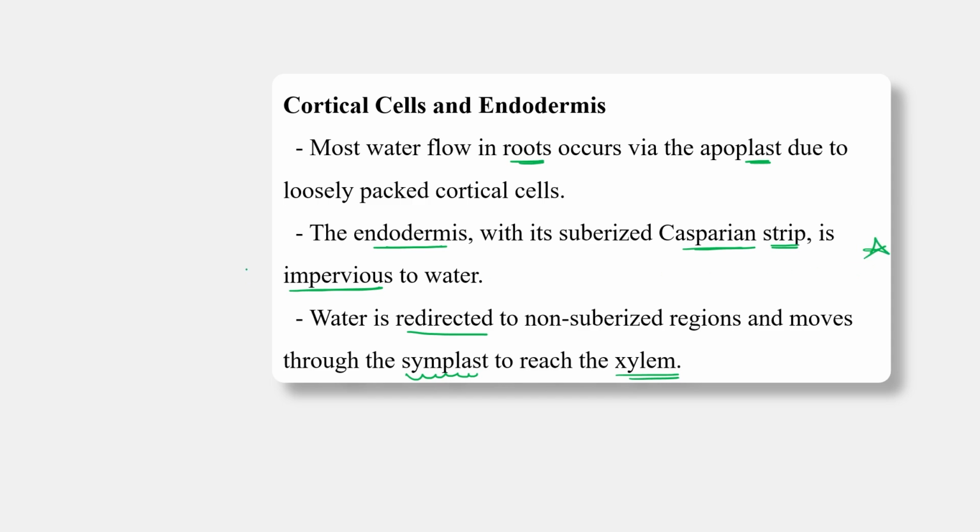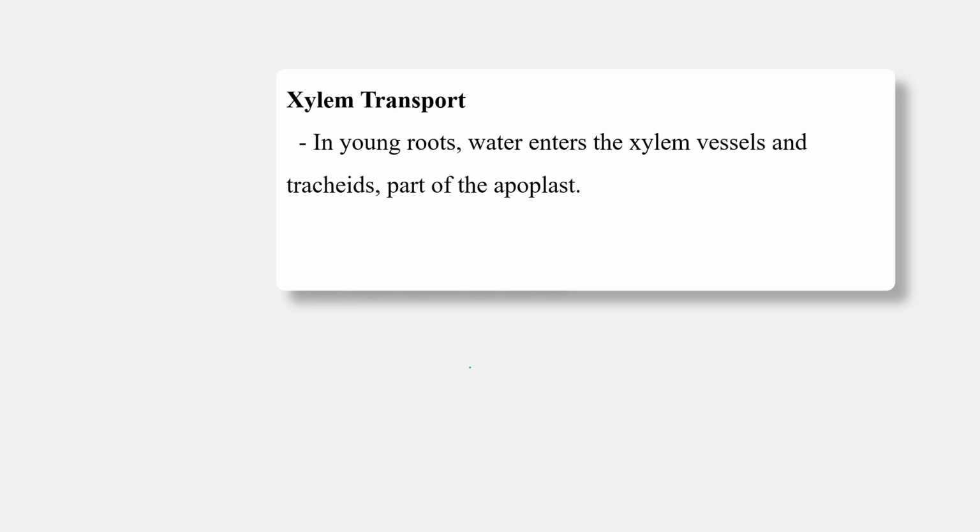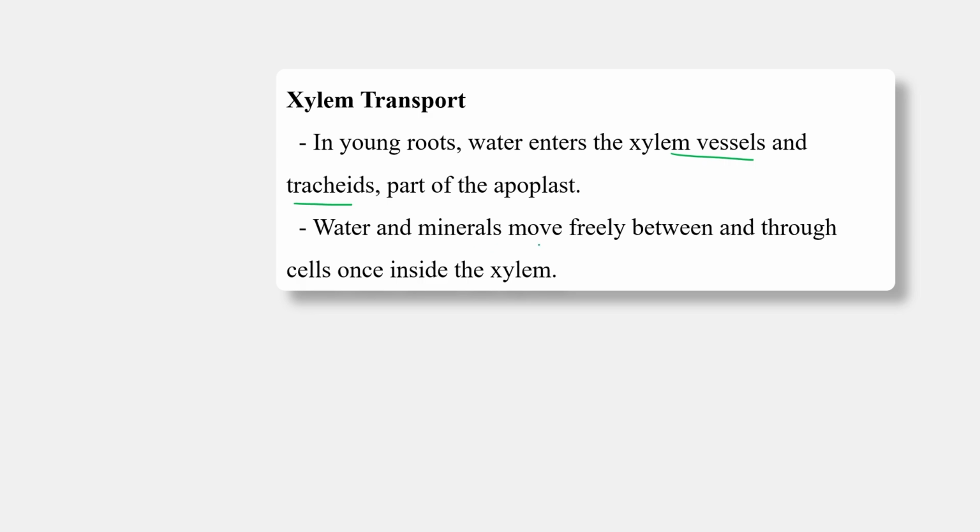And this is an important point. Sometimes questions are asked on this particular line. Water doesn't cross the endodermis. Rather, water is redirected to other cells where it uses symplastic movement to reach the xylem. Once it comes into the xylem, it will freely move through xylem vessels and tracheids, which are part of apoplast. Okay, so water and minerals move freely between and through the cells once they come inside the xylem.